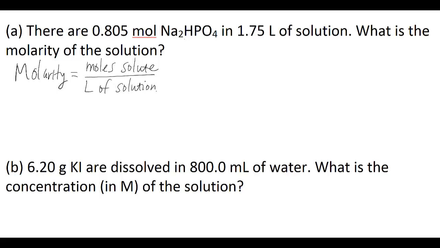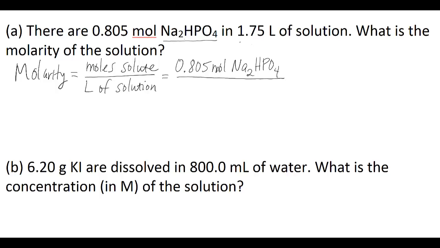So the solution is going to be the solute plus the solvent together. How many liters of those two together are there? And then the numerator is just the moles of solute. So your solute in this case is the Na2HPO4, and you know how many moles there are, so you can put that in your numerator. You have 0.805 moles of sodium hydrogen phosphate. Sorry, I think I called that dihydrogen phosphate before. It's just hydrogen phosphate. Okay, and then you want to put that over liters of solution.